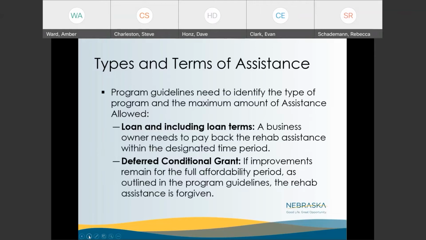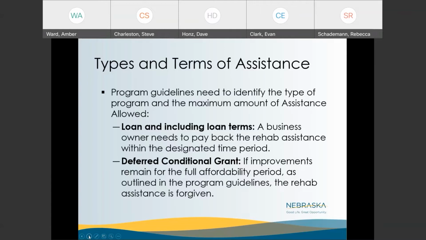Types and terms of assistance. This section is also commonly referred to as terms and conditions. Your program guidelines need to identify the type of program and the amount of assistance allowed. I talked about that earlier. If you set a maximum amount, you can't exceed that. And if a business owner identifies that his costs exceed your maximum allowable, that wouldn't be considered feasible.